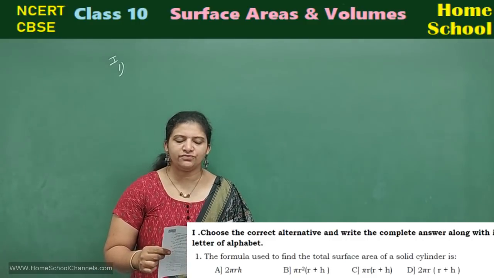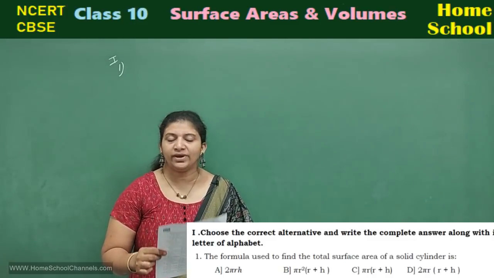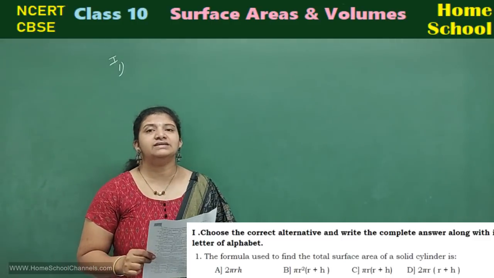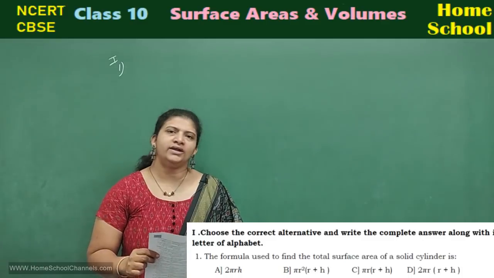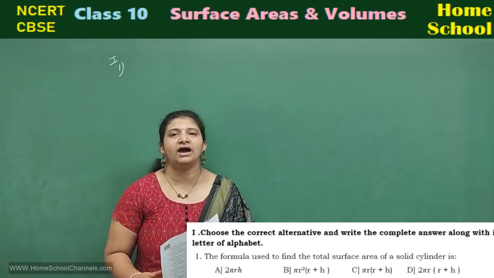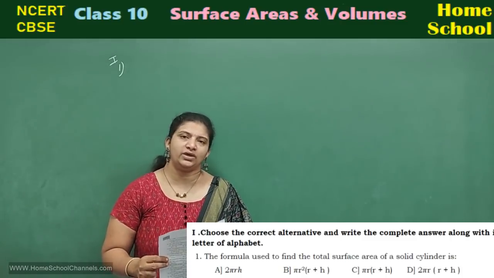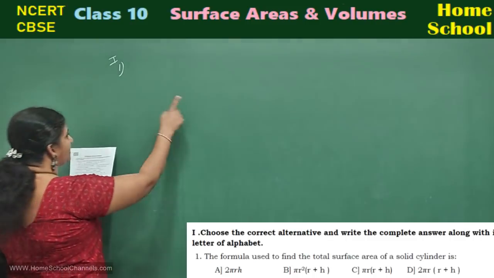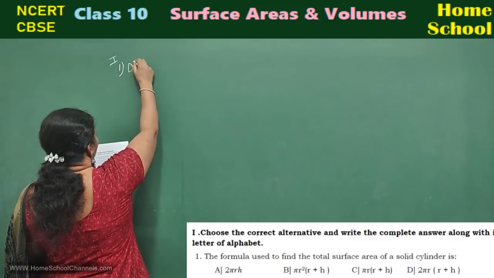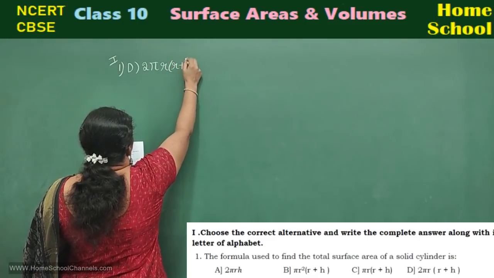The formula used to find the total surface area of a solid cylinder is. You can see 4 options and those options you can see on board. Let us select the right answer. What is total surface area of a cylinder? Yes, it is 2 pi r into r plus h square units. But in this, you don't have square units. So what is your correct option there? Check the option. Which is the right answer? Option D, 2 pi r into r plus h.